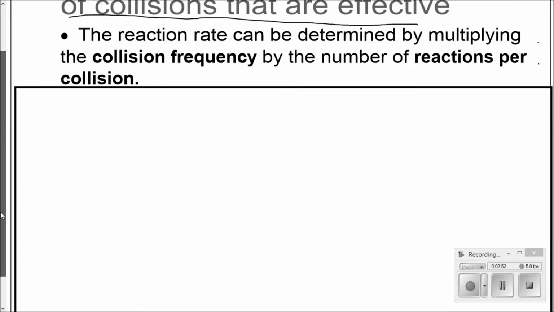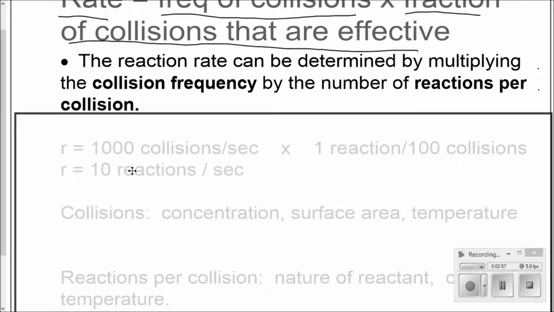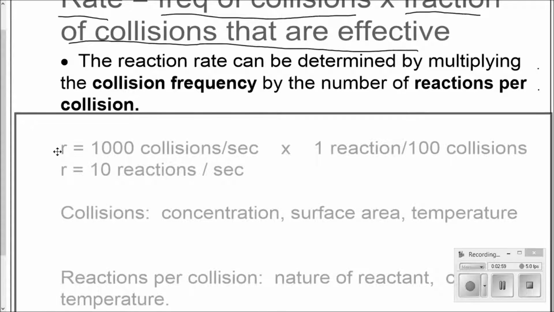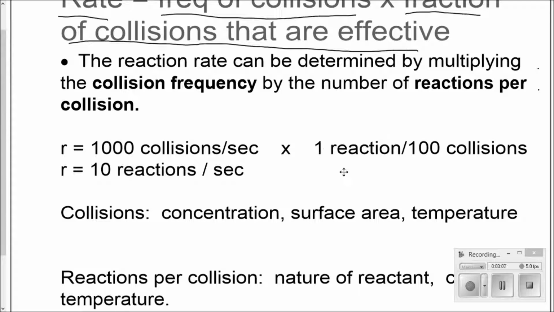To figure out the rate of reaction, we're going to look at an example. We have 1,000 collisions per second, but only 1 in 100 of those collisions are effective. So if you multiply 1,000 times 1 over 100, you get 10 effective reactions per second.